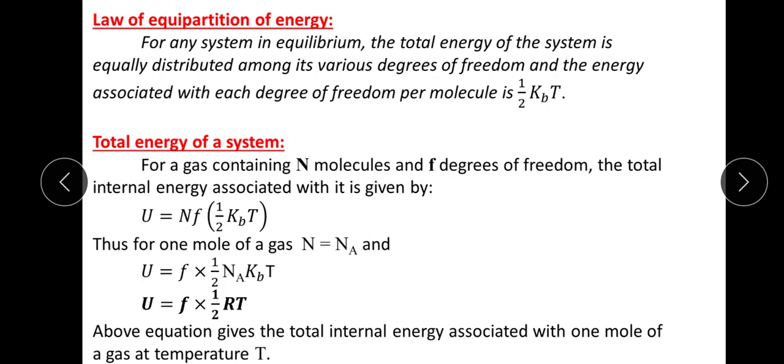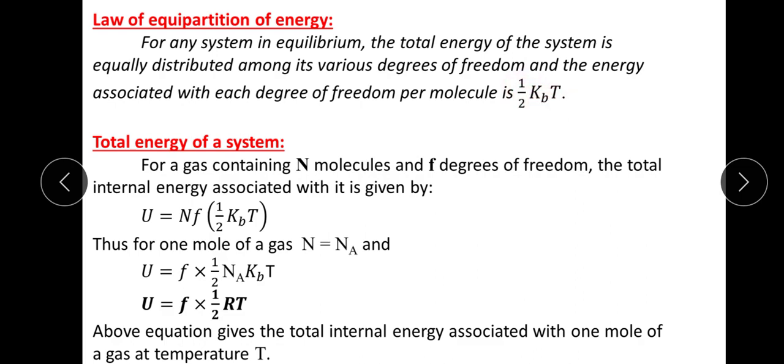So how do we calculate the total energy of the system of that gas? For this, we consider n number of molecules and f degrees of freedom. The total internal energy associated with it is given by... We know that from the law of equipartition of energy, the internal energy is equally distributed among the various degrees of freedom. Per 1 degree of freedom per molecule, the energy is half kT, where k is the Boltzmann constant.